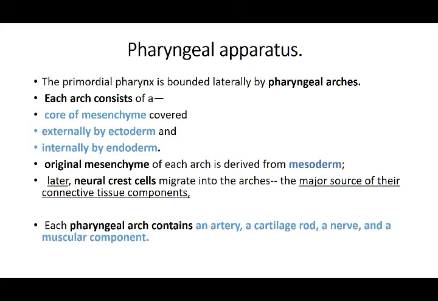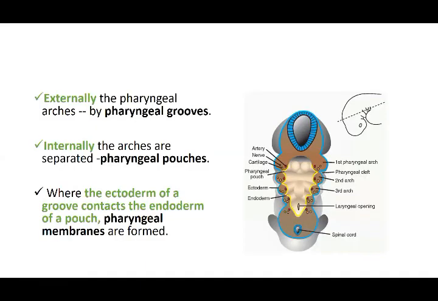Each pharyngeal arch is going to have its own components: an artery, a rod, that is the bony structure or the skeleton, the nerve, and the muscular component. So it is all in one. A pharyngeal arch contains everything. It has a bony structure, a muscular structure, and nerves and blood vessels which supply it. So it is self-sufficient.